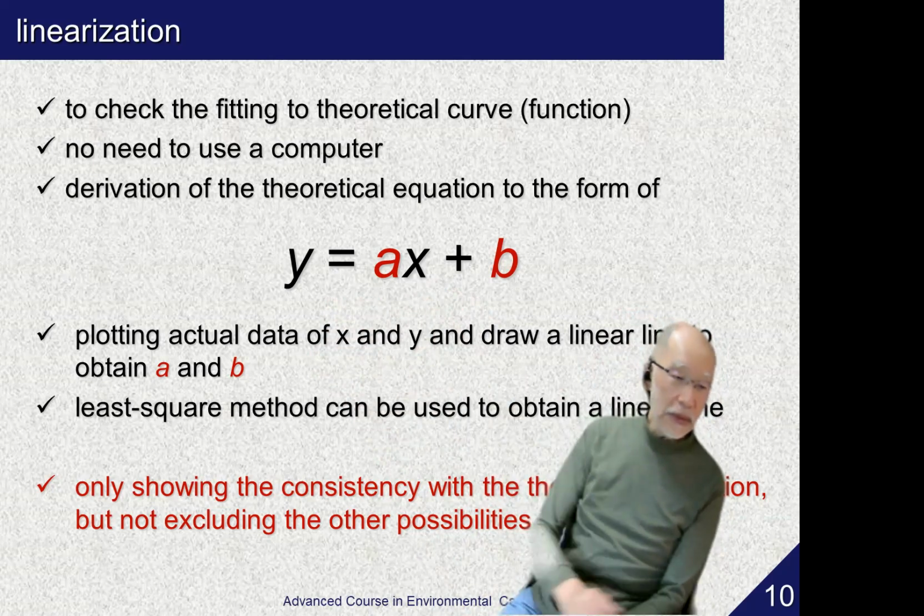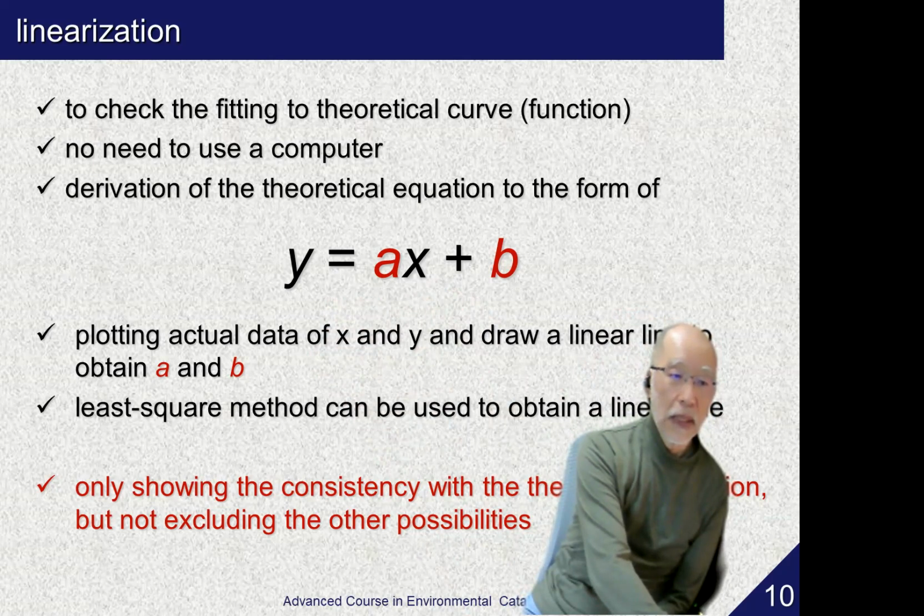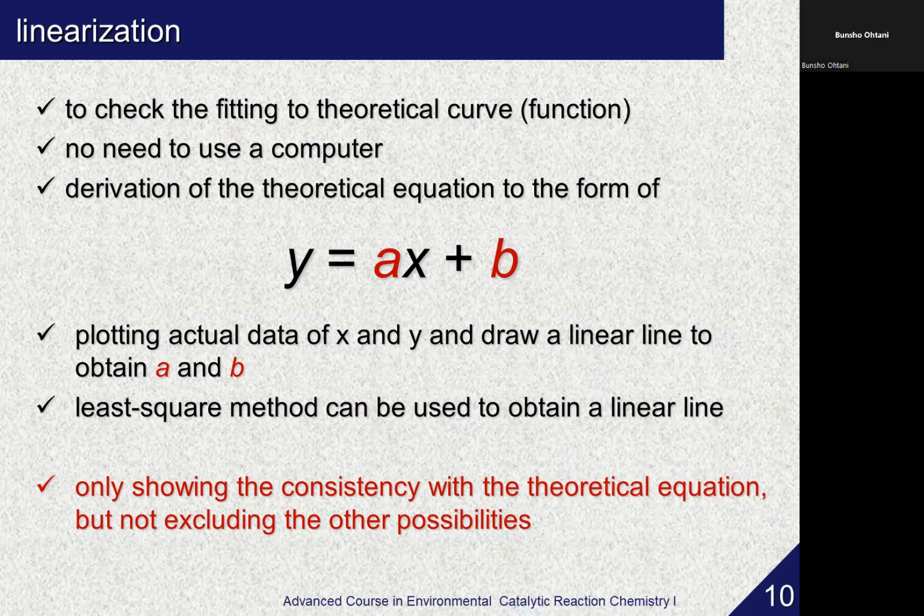Anyway, this tells that it only shows the consistency with the theoretical equation, but does not exclude other possibilities. This is a very important point. In kinetics, every time we prepare, we think about what theoretical equation reproduces the results of the reaction rate. But that is a necessary condition, and therefore it is impossible to exclude the other possibilities.